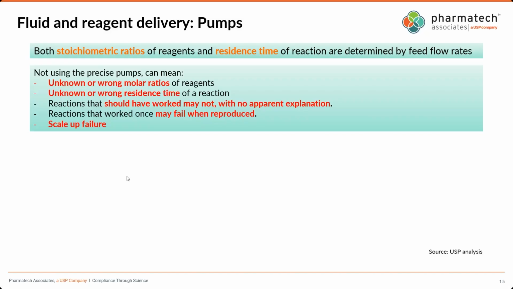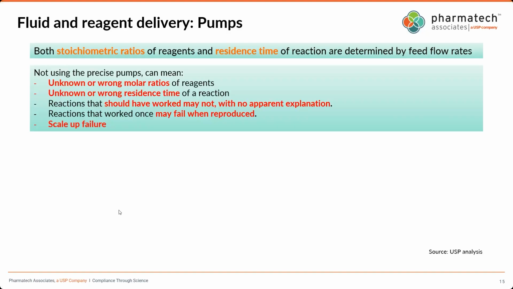Now we know that both stoichiometric ratios and residence time play a crucial role in deciding the transformation, the reaction rates, and everything. So what if you're not using the correct fluid or reagent delivery system? These are some of the possible hurdles that you may face if you're not using the right pump.